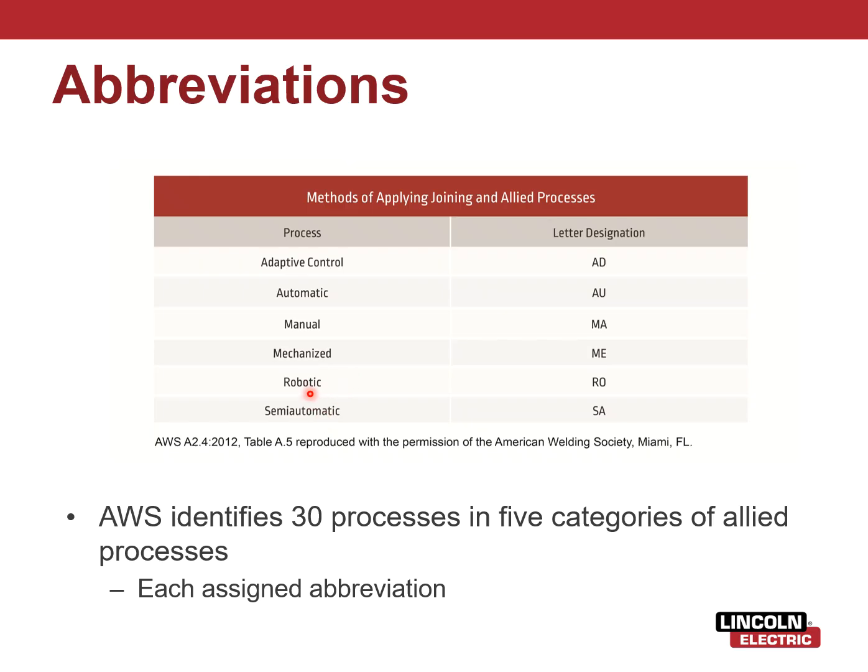And then robotic. Robotic is different than mechanized, because with robotic you're programming that robot, telling it to go, and then you're not doing anything until you tell it to stop. So it's mostly prep through the programming and then running on its own.